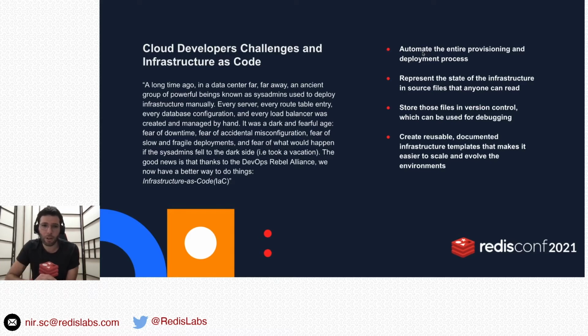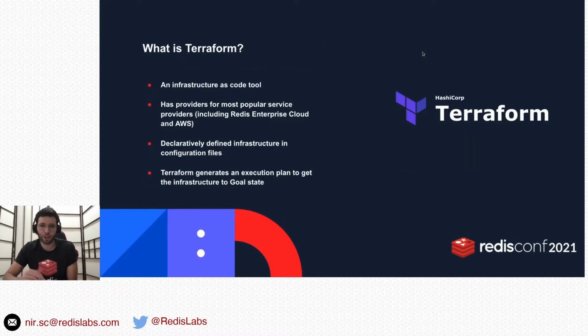Like any other code solution, you can then store those files in a version control, you can debug them, and you can do different stuff. And most importantly, you can create reusable and documented infrastructure templates that you can then, like the example I gave with the development team, replicate very easily without even thinking about it. So this is infrastructure as code.